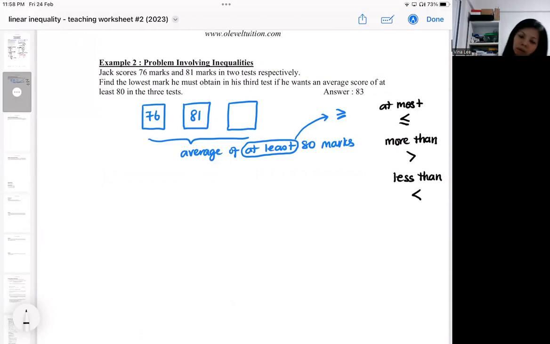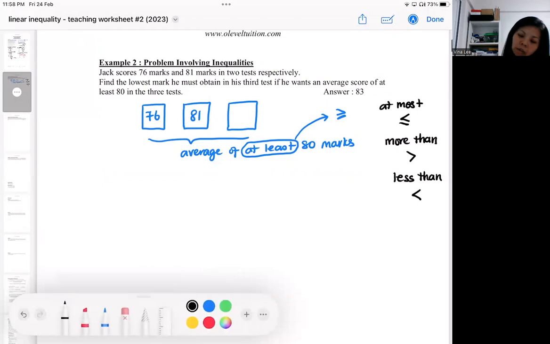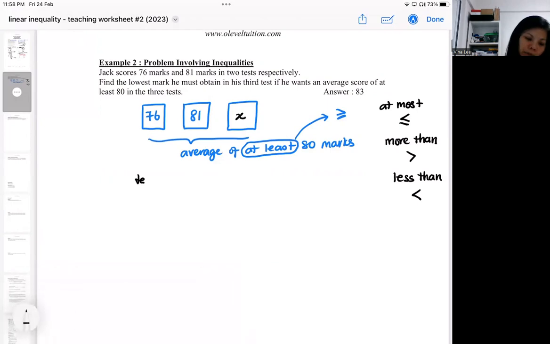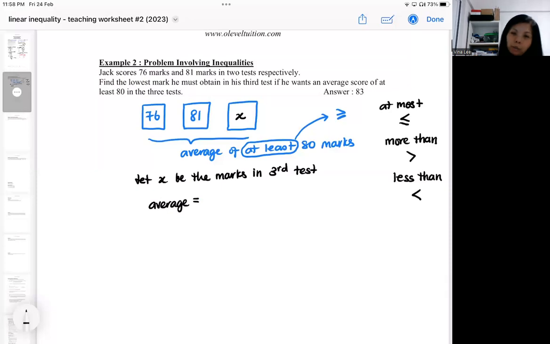Okay, so in this question, we are dealing with the marks in the third test. So I'm going to assign the algebra. So let X be the mark in the third test. And I'm interested in the average. So I need to get an algebra expression for the average.